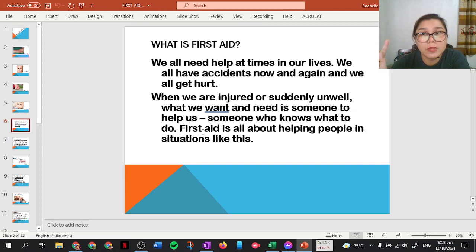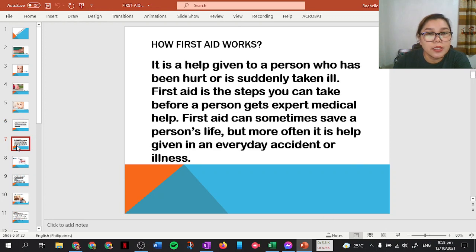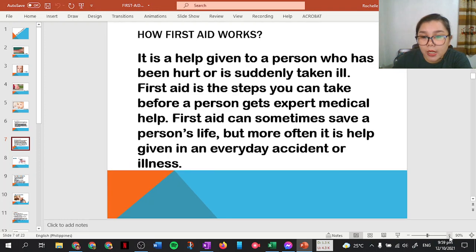So we should be aware of what to do, which is called a first aid treatment. So first aid is all about helping people in situations like this. So, pwede ba rin to because you know, you can also help kids who might encounter this. Okay, so let's begin. So, how first aid works? Ano ba, bakit ba ito ay kailangan?